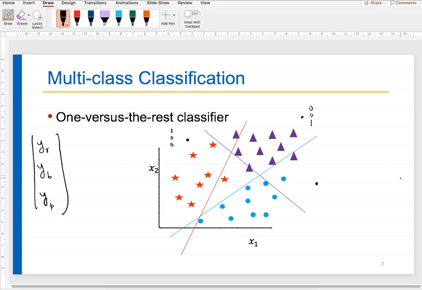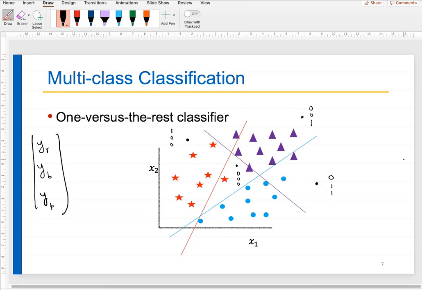What if it lies here? 0, 1, 1. What does that mean? It means your classifier is confused between 2 classes. Okay. What if the point lies here? 0, 0, 0. So, is this a good classifier?